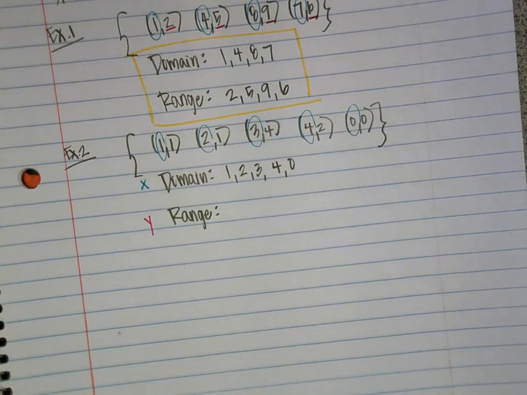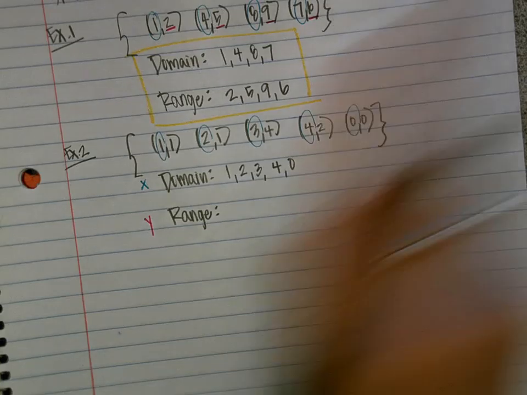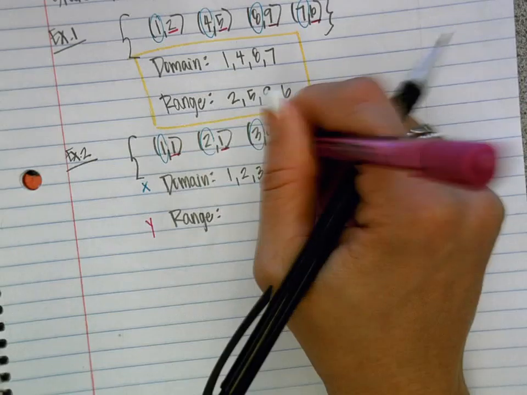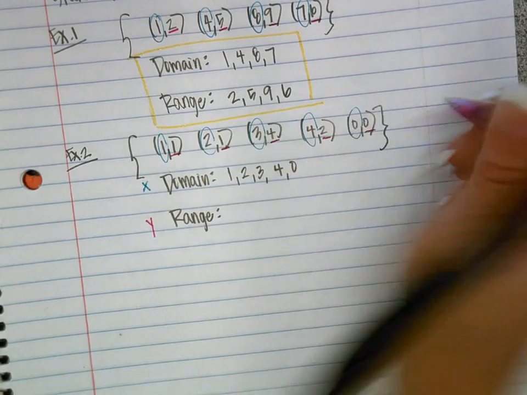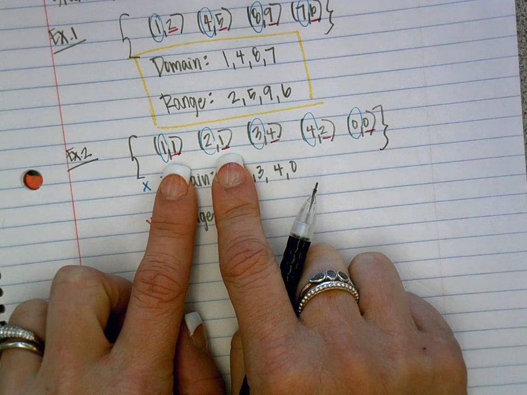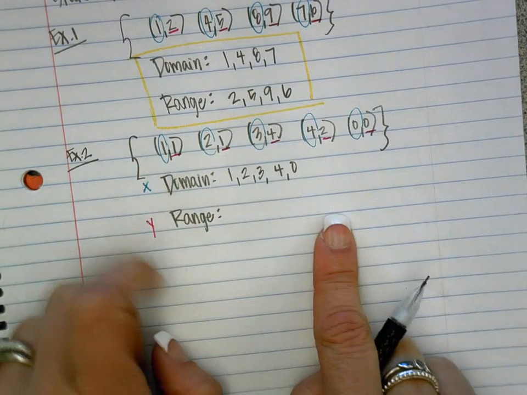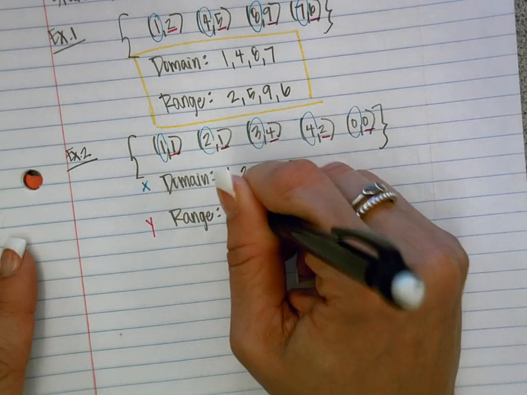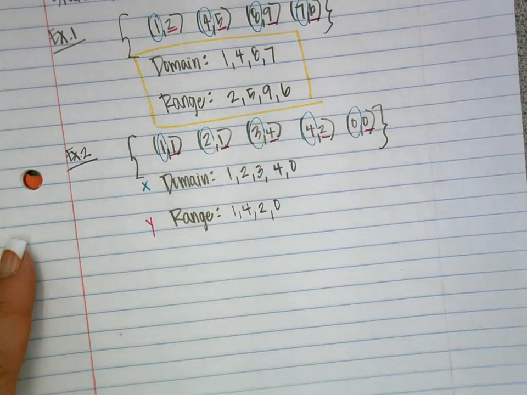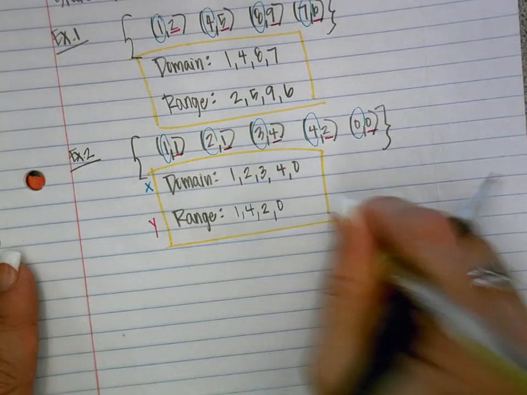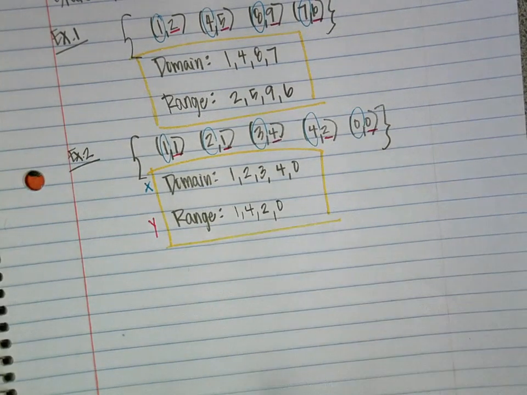What is it? 0, 1, 1, 2. Range is the y's. So 1, 1, 4, 2, and 0. Now, the only thing that's different here is, do you see how 1 happens twice? If a number repeats itself, you only write it in the list one time. So here you're only going to write this one time: 1, 4, 2, and 0. And that's your answer. It's kind of a rule, and it is important. If a number appears more than once, you only write it one time. And that's your answer. Do we have any questions so far?